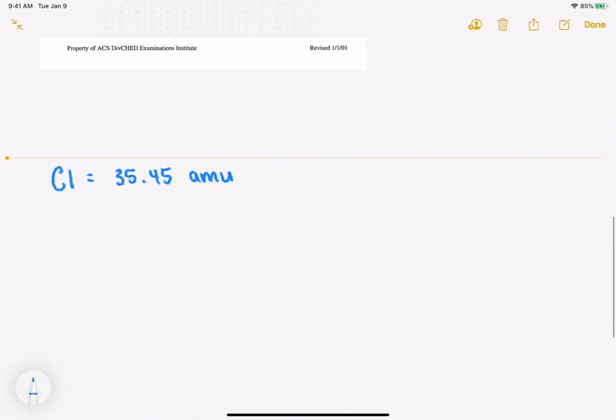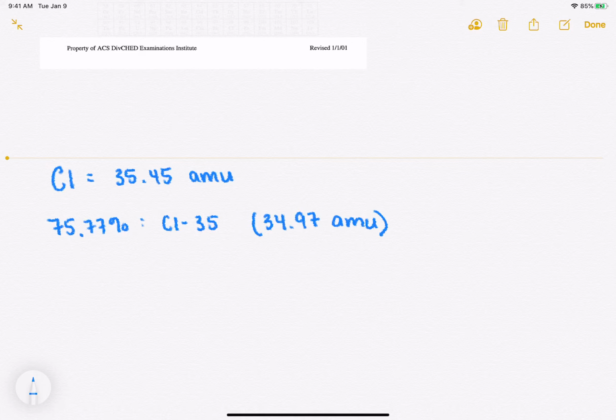So some information that you need to know is that 75.77% of all chlorine atoms are Cl35, which has a mass of 34.97 AMU. So as a little bit of a review, do you remember what this notation means?